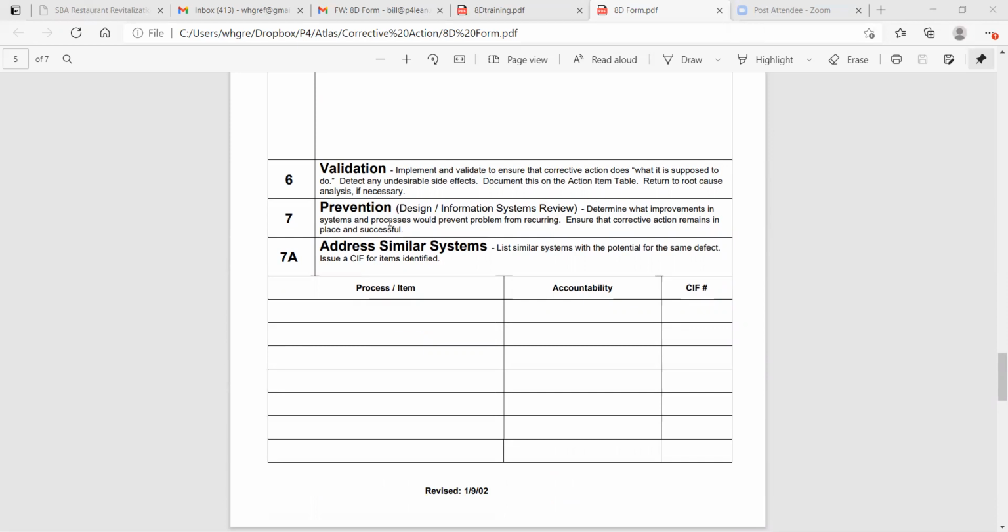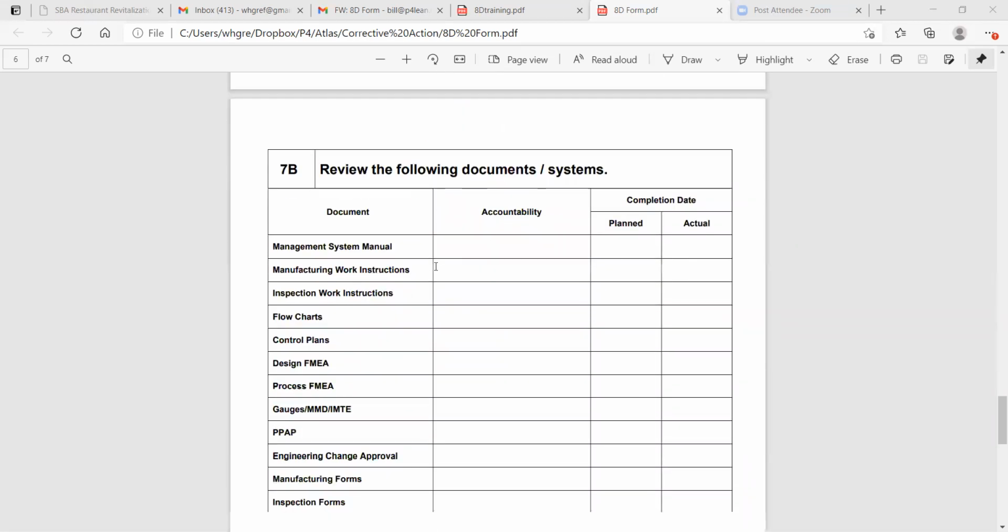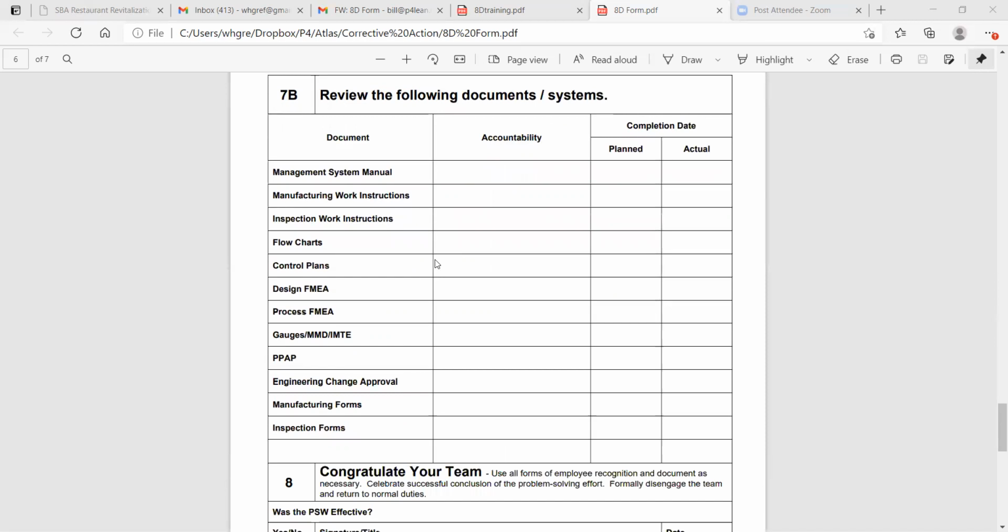7, prevention. Determine what improvements or systems and processes would prevent the problem from recurring. Ensure the corrective action remains in place and successful. And then address similar systems. We want to make sure that if there's anything like it, we also apply some of the same countermeasures to those parts also. And we'll review documents. There are going to be quite a few improvements, additions to some of these things: FMEA, work instructions, the quality management system is going to be updated. So there's quite a bit, once we learn, there's going to be updates, as Paul explained to me today. These will be changing.